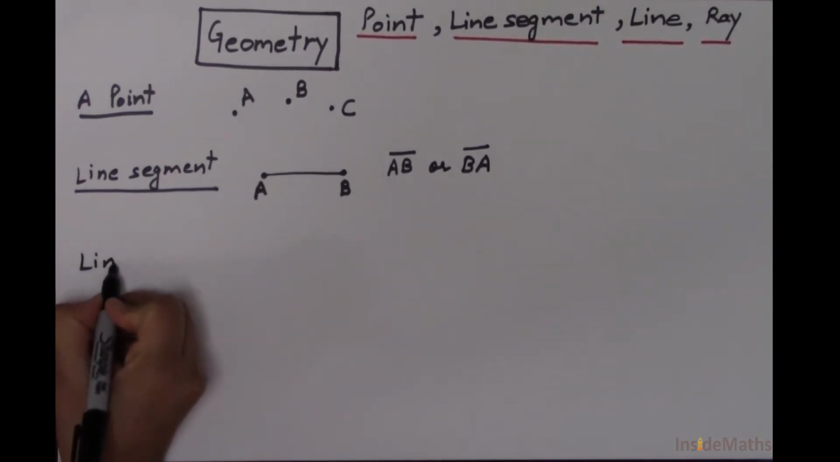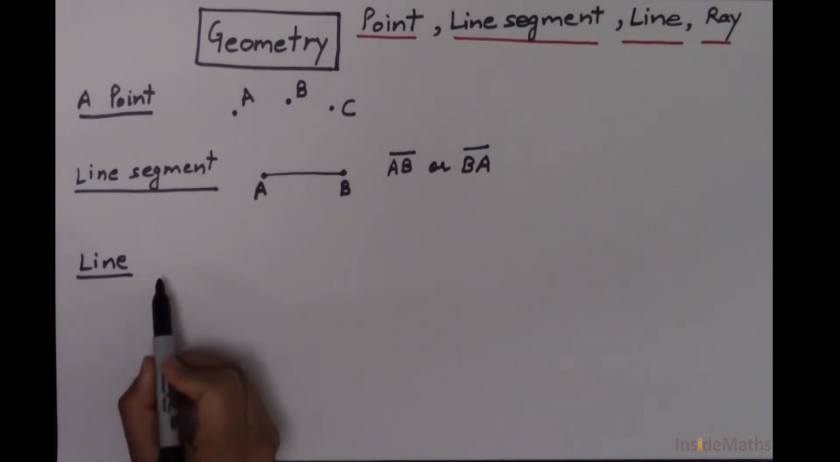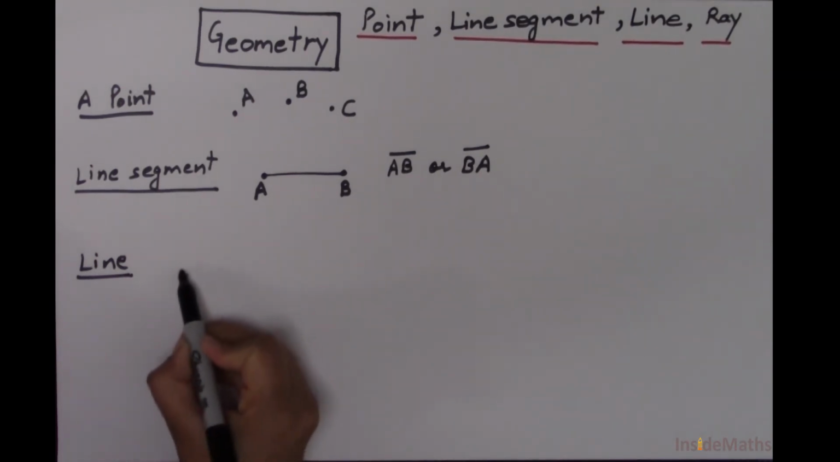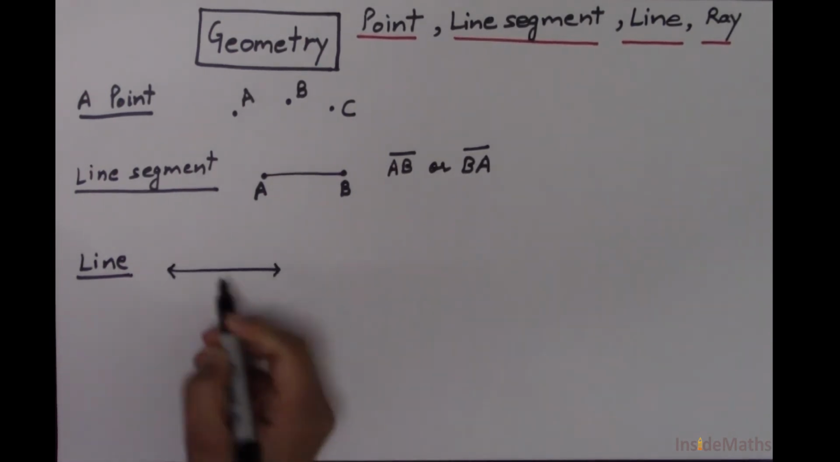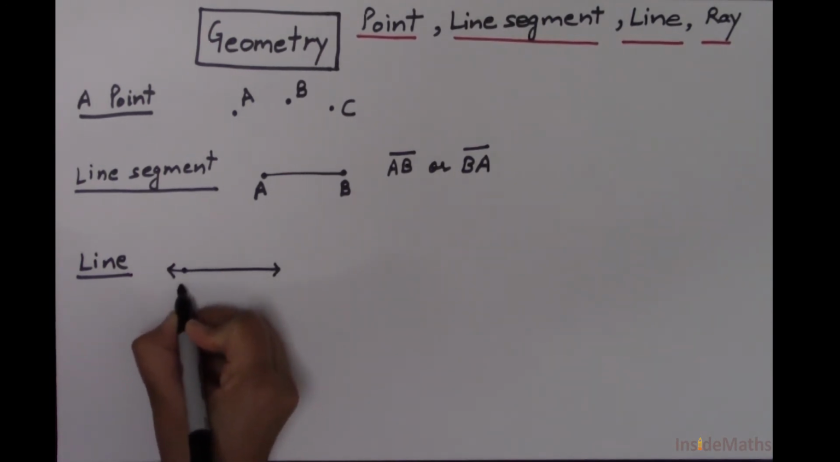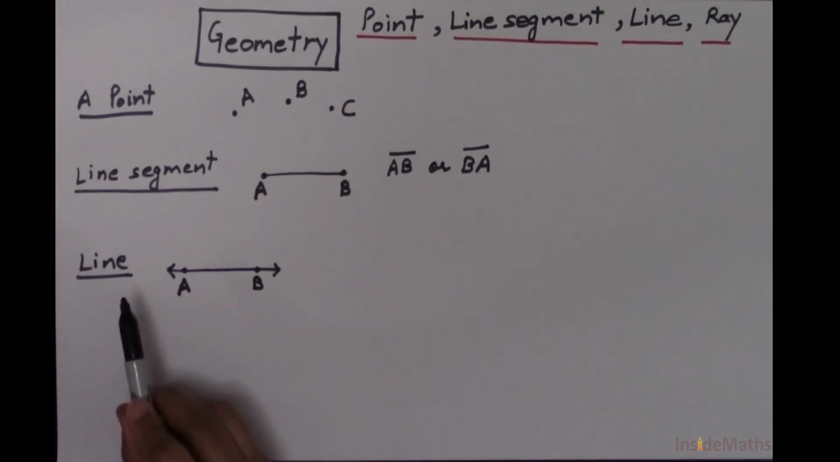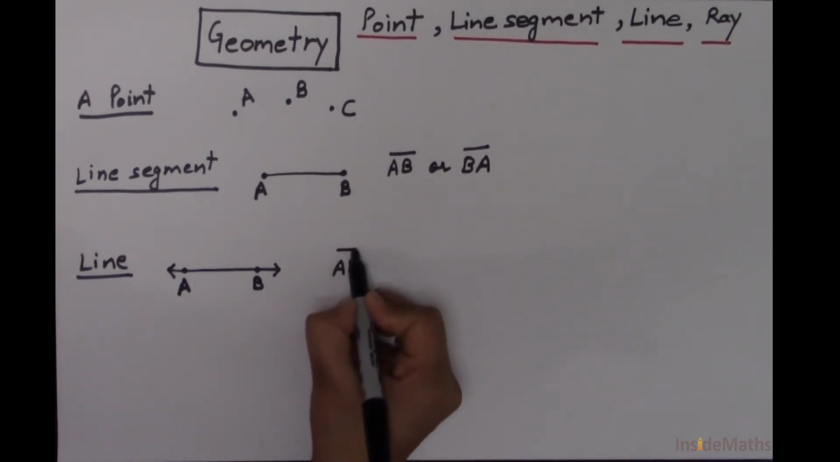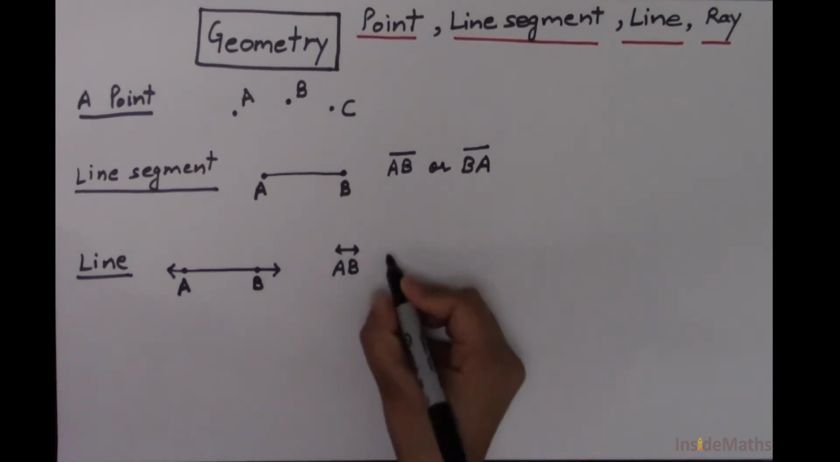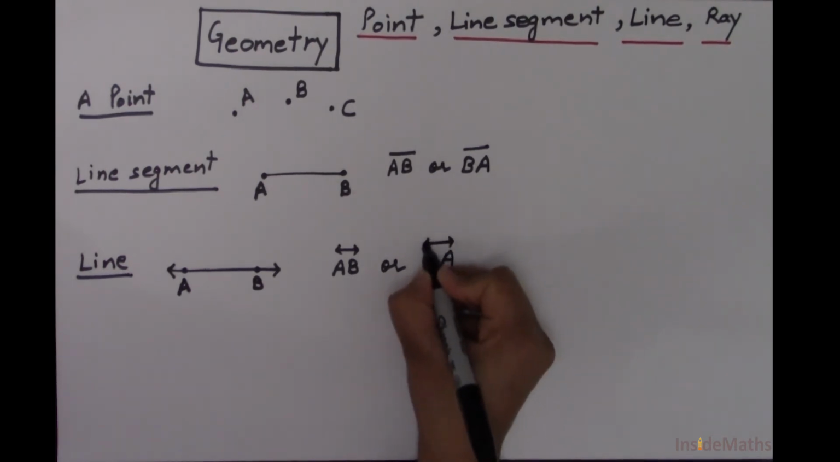Next is a line. A line does not have any end point, and it is extended infinitely far in both directions, like this. So let's say this is a point A on this line, and this is the point B. And the notation for a line is AB with the bar and the arrows on the top. Or we can write it as BA with the bar and arrows on the top.